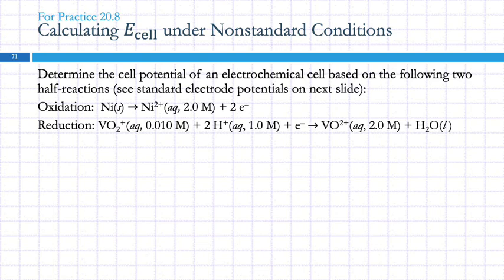Determine the cell potential of an electrochemical cell based on the following two half reactions. The standard potentials are on the next slide. And so here we've got nickel going to nickel 2 plus, and we're given a molarity that's different than 1, right? And then the reduction one is here.